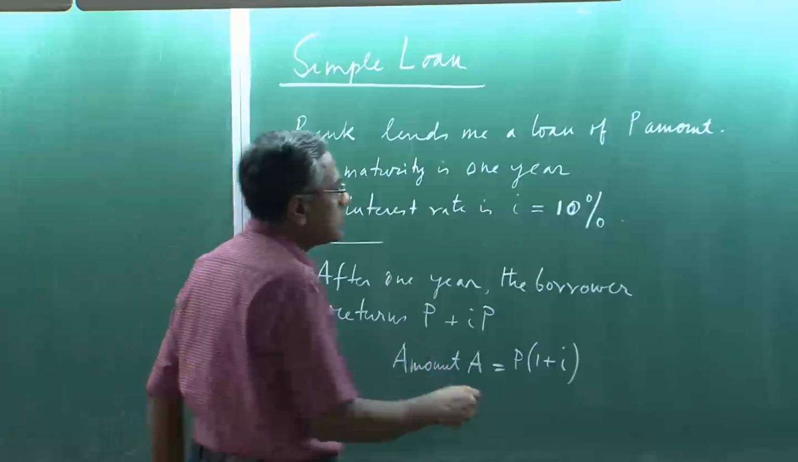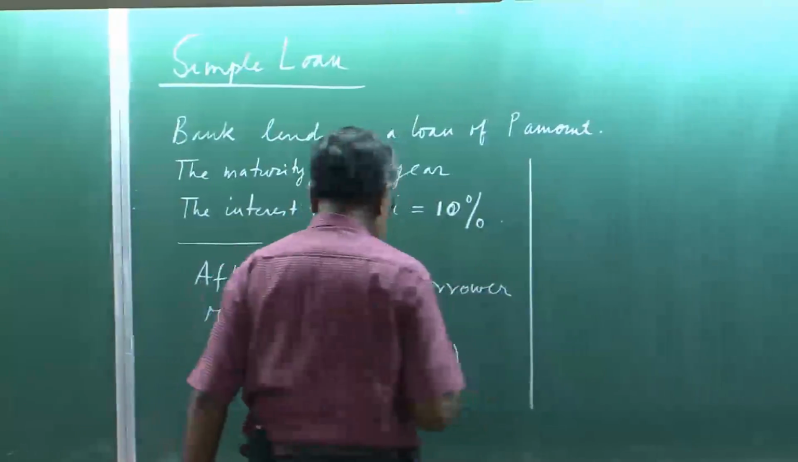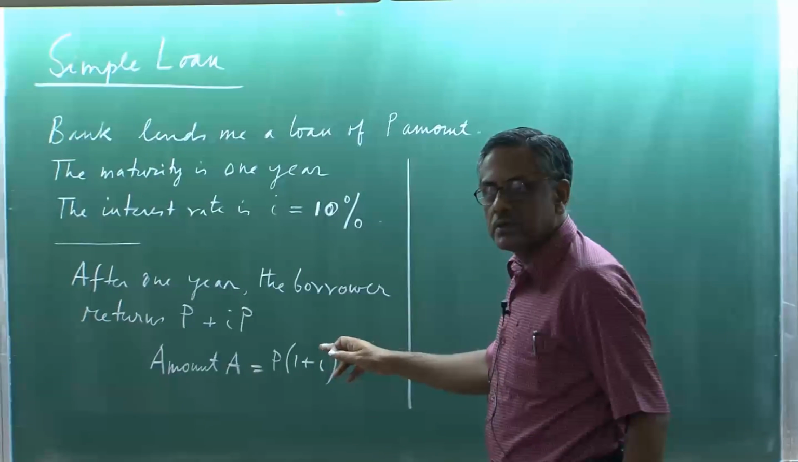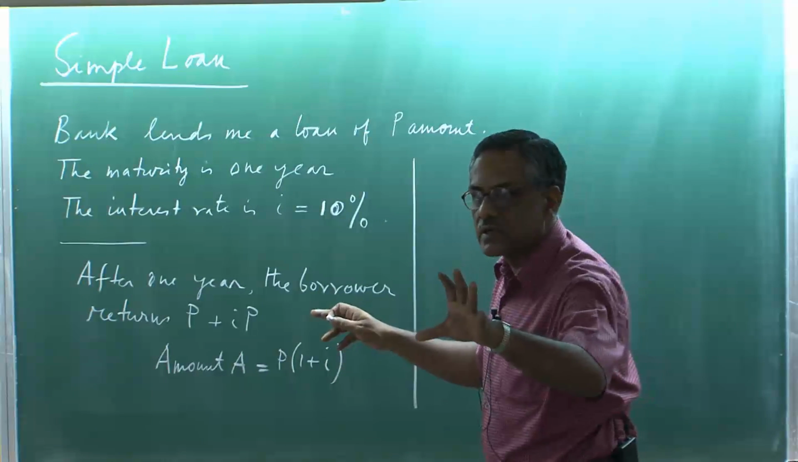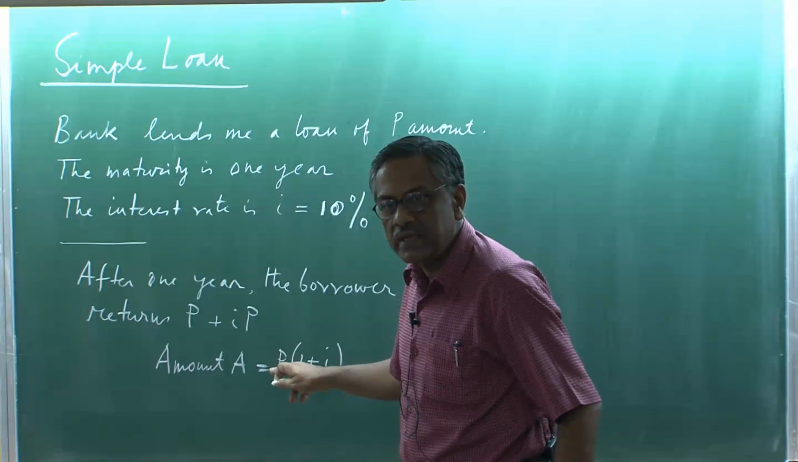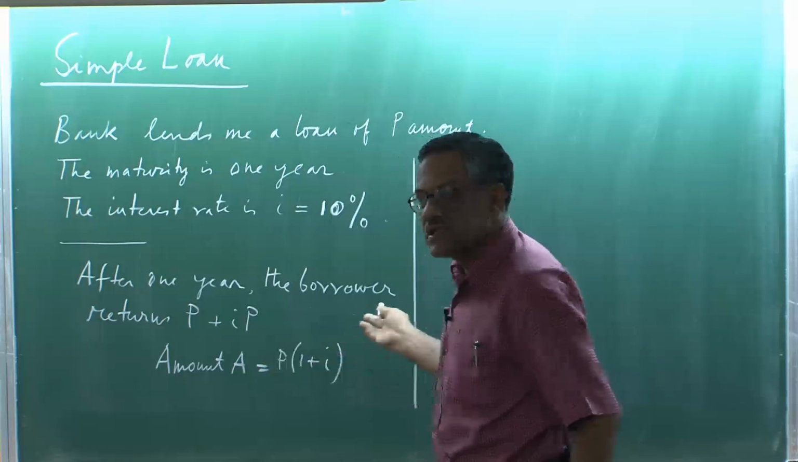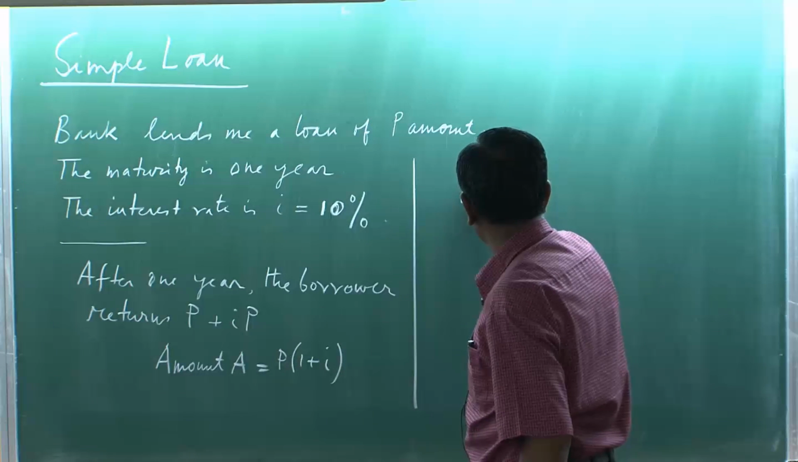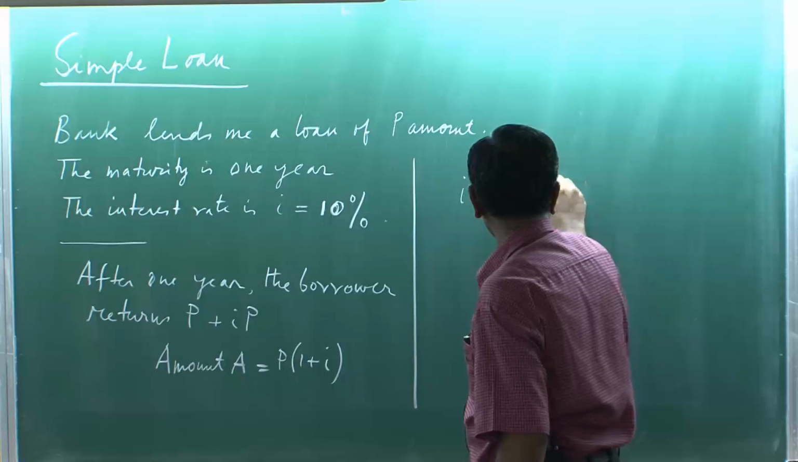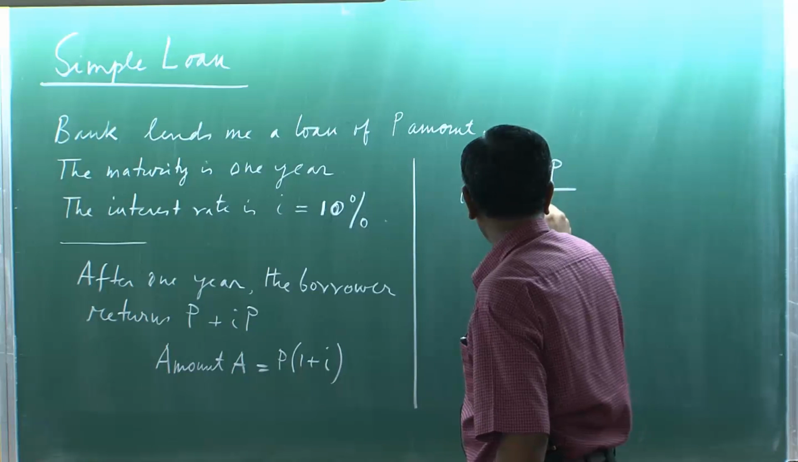Now, from this formula it is obvious that even if you do not know I, but you observe market variables, you have some data on A, and if you have data on P, then you can easily construct I, because I will be equal to (A minus P) divided by P.